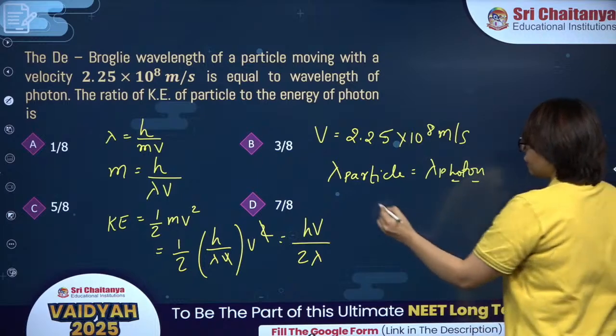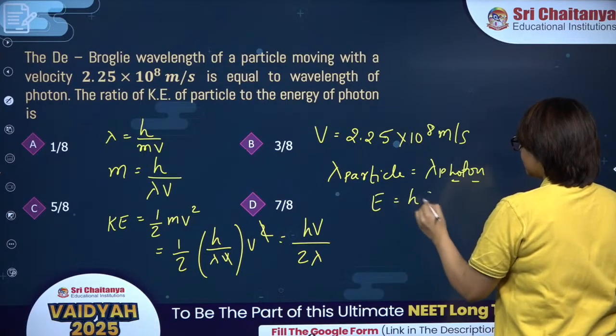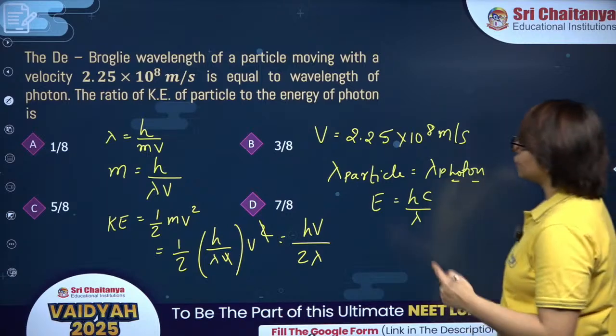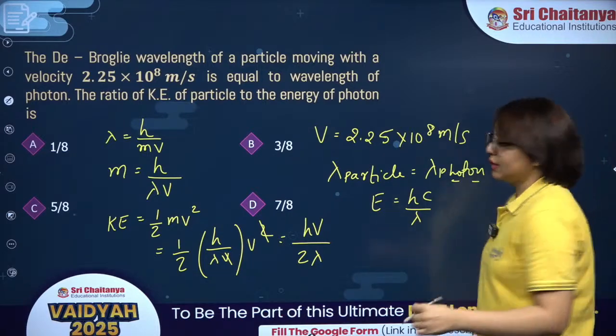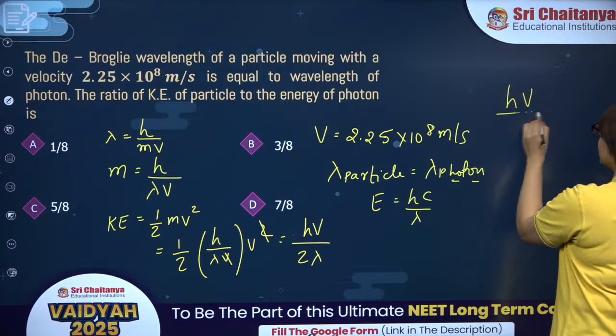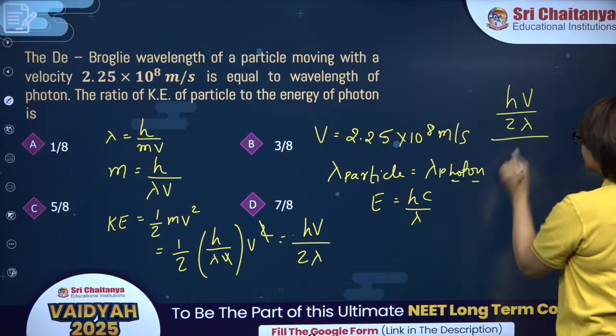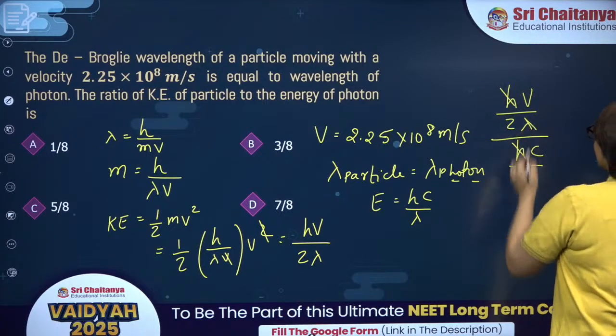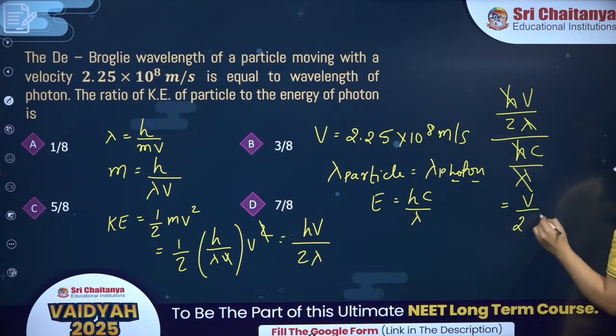Now the energy of the photon is hc divided by lambda. We have to find the ratio of the kinetic energy of the particle to that of the photon. So it will be hv divided by 2 lambda, divided by hc divided by lambda. h and lambda cancel, so it is v upon 2c.